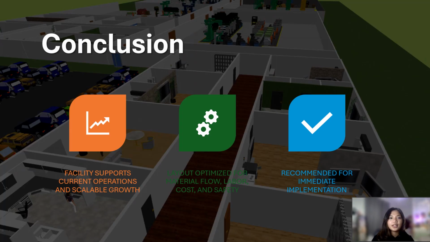To conclude, this facility design supports OKKO's current production targets while being scalable for future demand. We optimize every aspect, from space planning to cost and safety, making this layout not only functional but also future ready. Thank you for listening.